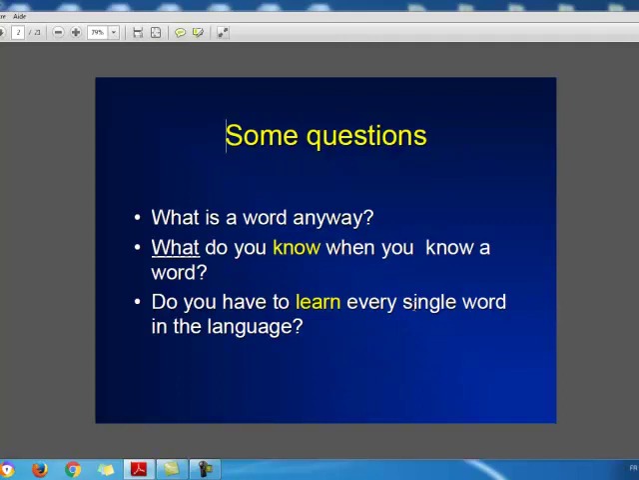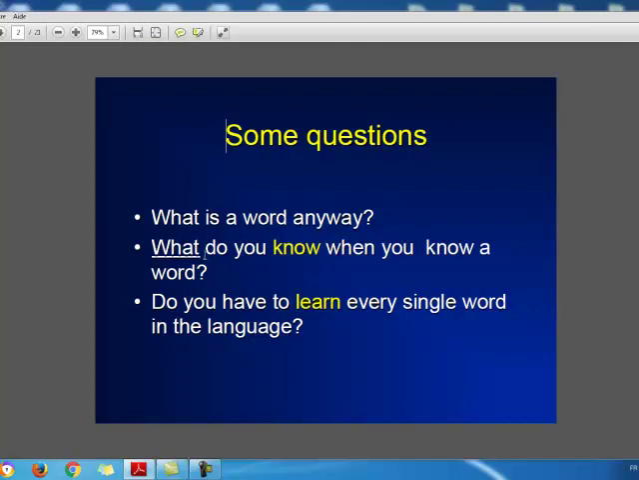So first of all, we're going to begin with some questions that we're going to answer through these slides. The first question is, what is a word anyway? Of course, you notice that the key notion we're going to explain is the word. We think that we know what a word is, but when it comes to its definition, we find some problems. So we are just going to try briefly to explain the notion of a word.